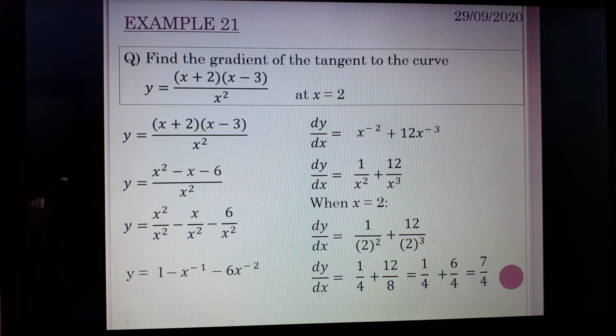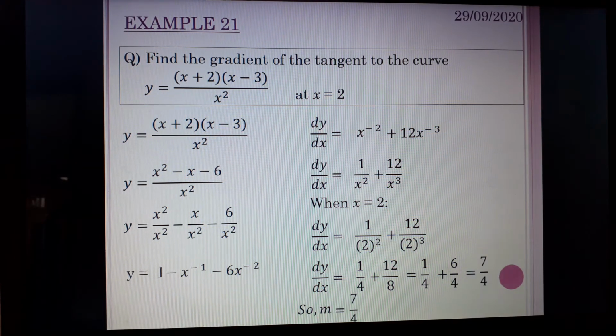7 over 4 is equal to dy by dx, but the question didn't say find dy by dx at x equals 2. The question was given in a context and it asked you to find the gradient of the tangent to the curve, so you have to answer the question and say that the dy by dx being equal to 7 over 4 simply means that the gradient is 7 over 4, and that's us now answered the question. Okay, now I'm just going to go on a little bit further.